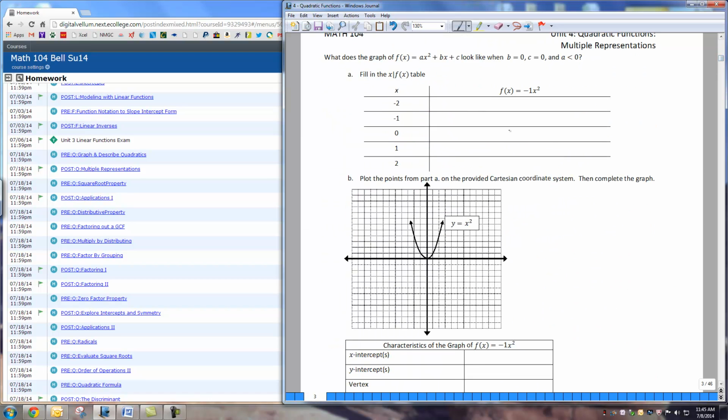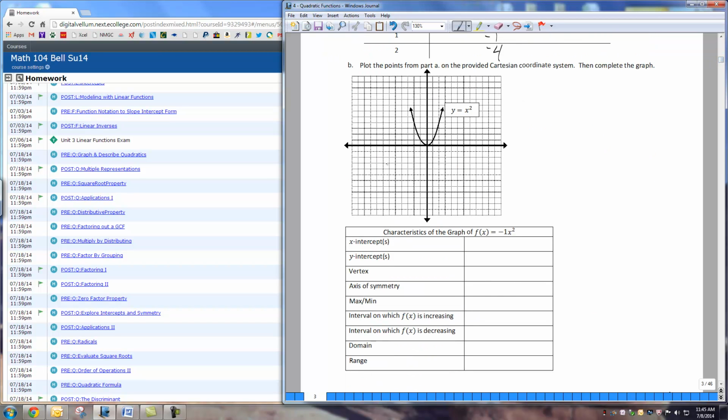So this one is negative 1x squared. So when a is less than 0, this function, f of negative 2, is actually negative 2 squared, which is negative 4. Here, when we plug in negative 1, we get back negative 1. Here, when we plug in 0, we get back 0. Here, when we plug in 1, we get negative 1. And here, when we plug in 2, 2 squared is 4 times negative 1 is negative 4. So what this does is it flips the graph over.